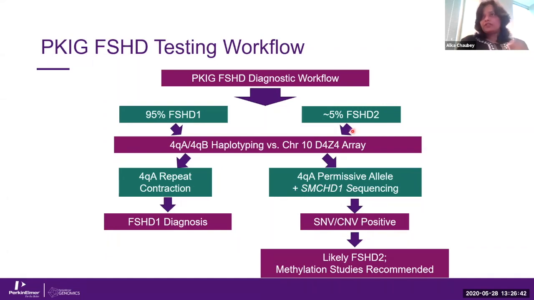However, as I've mentioned initially also, 5% of patients may have FSHD2. And if we see that there is the 4qA allele, but not the contraction, then we can recommend SMCHD1 sequencing to find sequencing variants. In fact, we've seen 2 cases with large deletions of chromosome 18p. And at that time, we would recommend that methylation studies be performed.